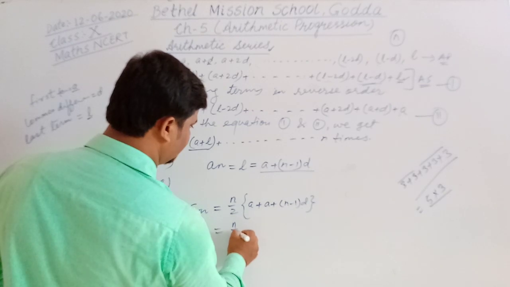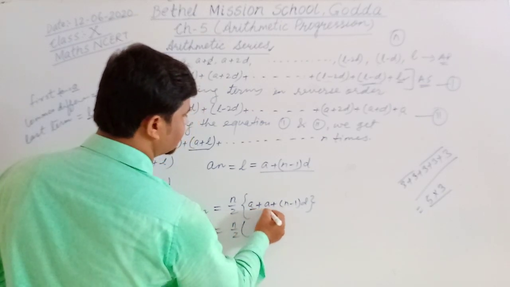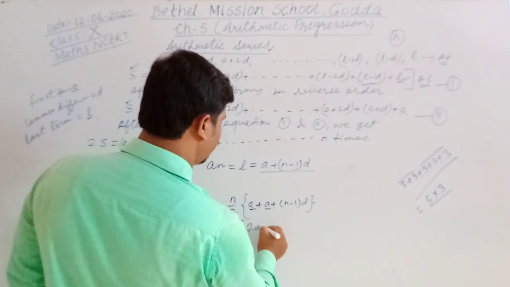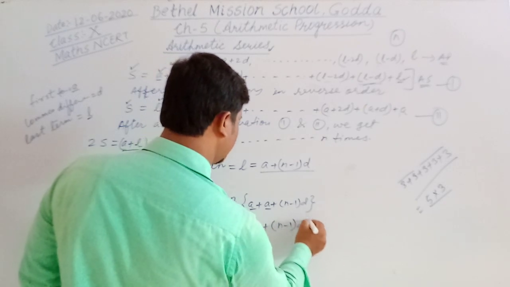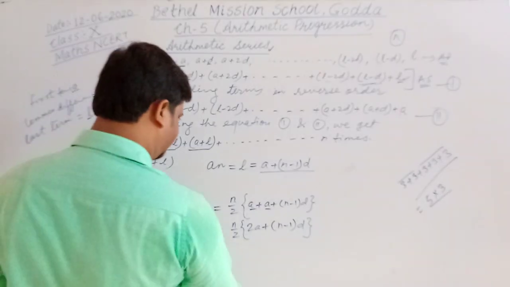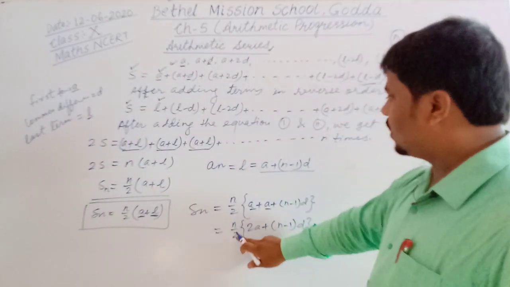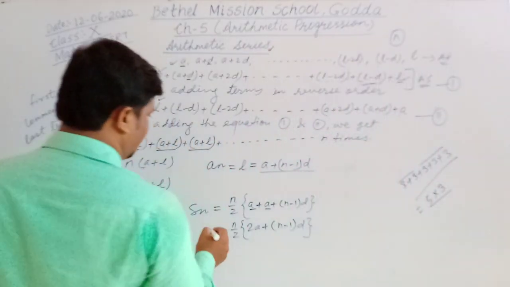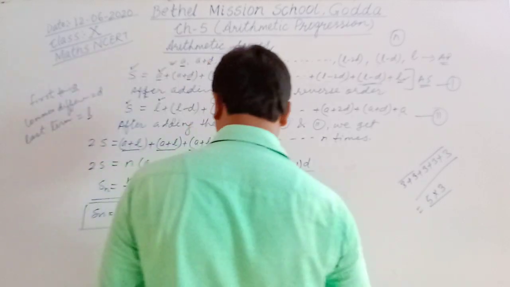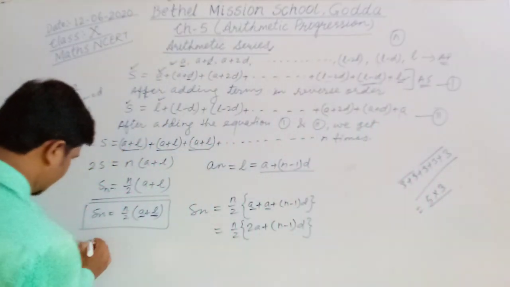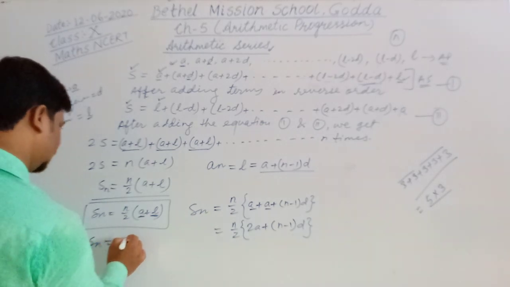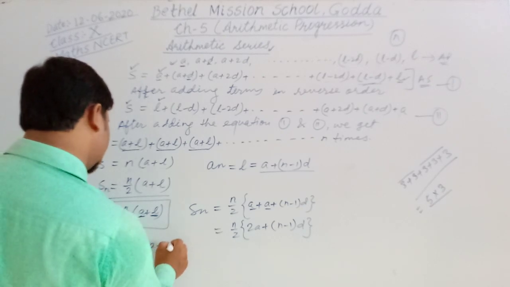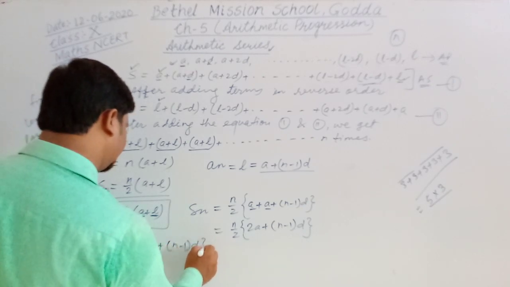N upon 2, A plus A is 2A, plus n minus 1 into D. So you have seen Sn equal to n upon 2 of 2A plus n minus 1 into D. This is another property for arithmetic series. Sn equal to n upon 2 of 2A plus n minus 1 into D.